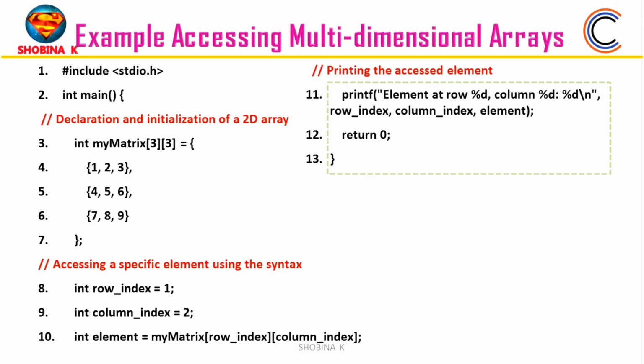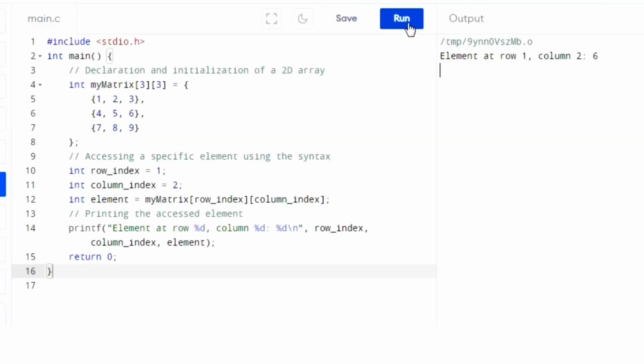Next, the line return 0; indicates the end of the main function, and 0 is returned to the operating system, signifying successful program execution. Now let's run this program. Therefore, the output will be: element at row 1, column 2 is 6.